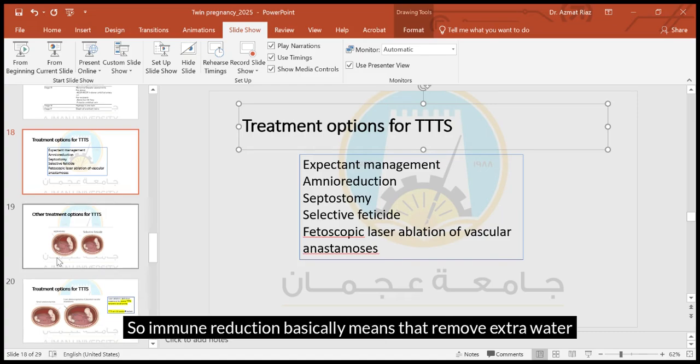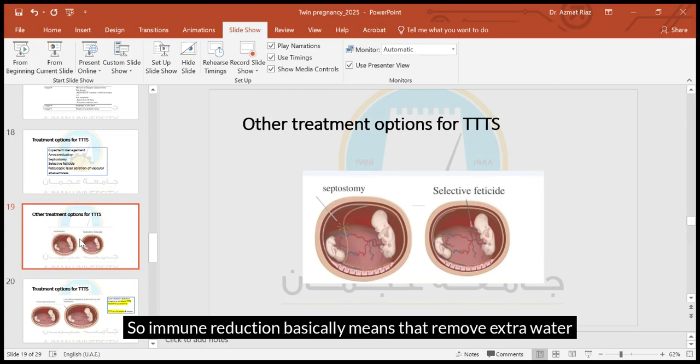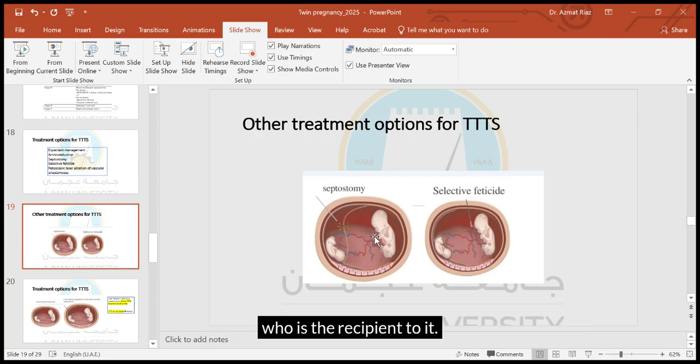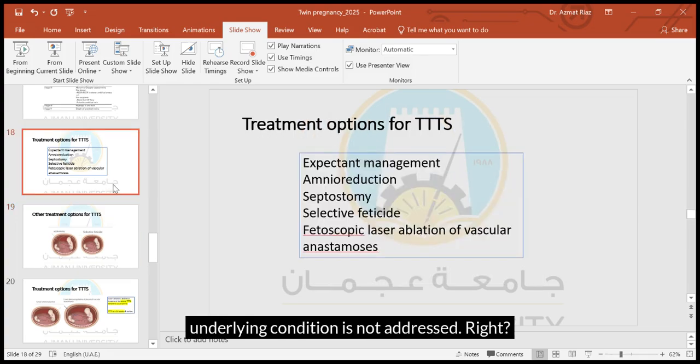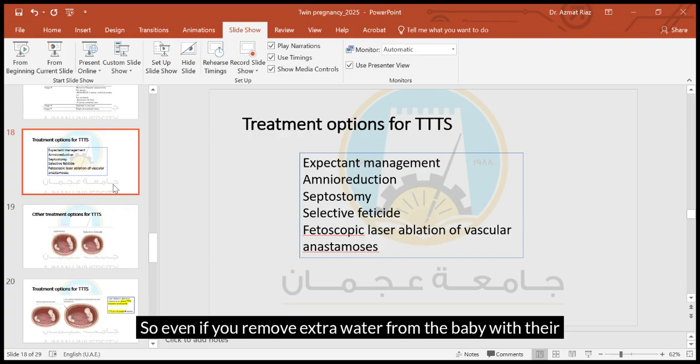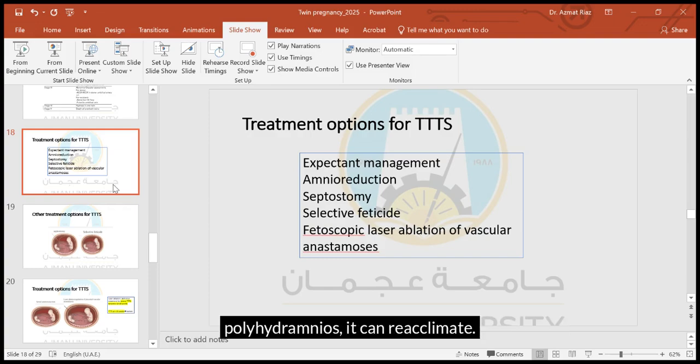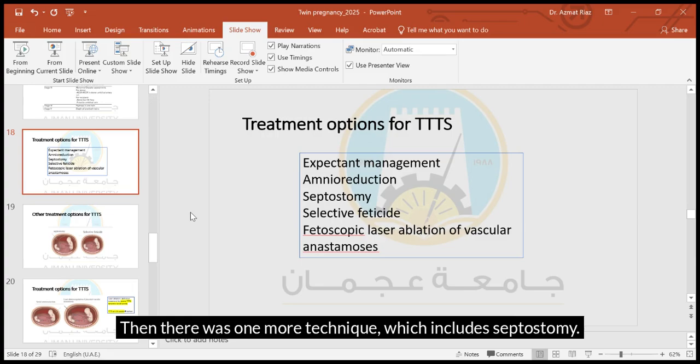Amnioreduction basically means removing extra water from around the baby who has polyhydramnios, who is the receiver, the recipient twin, right? But the problem is the underlying condition is not addressed. So even if you remove extra water from the baby with polyhydramnios, it can reaccumulate. And of course, there are chances of introducing infection and preterm labor.